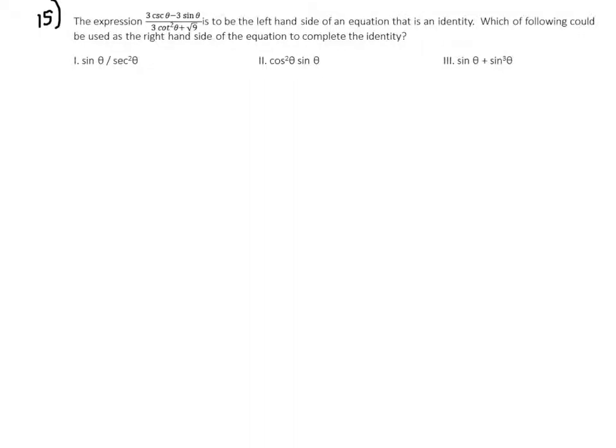Unit 3A, question number 15. This expression is to be the left-hand side of the equation that is an identity. Which of the following could be used as the right-hand side of the equation to complete the identity?